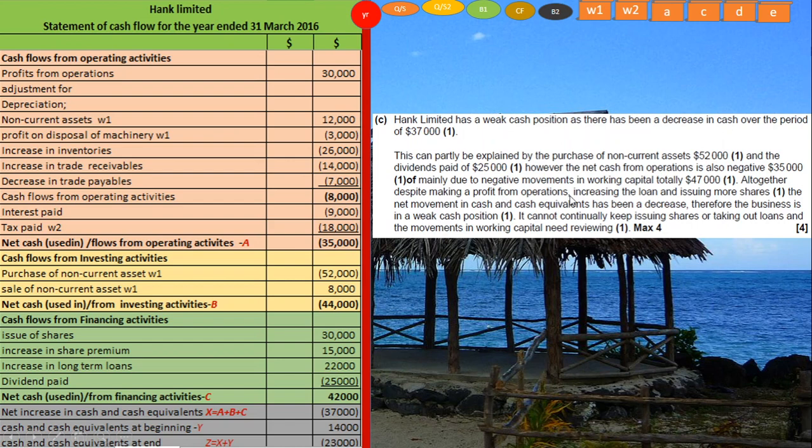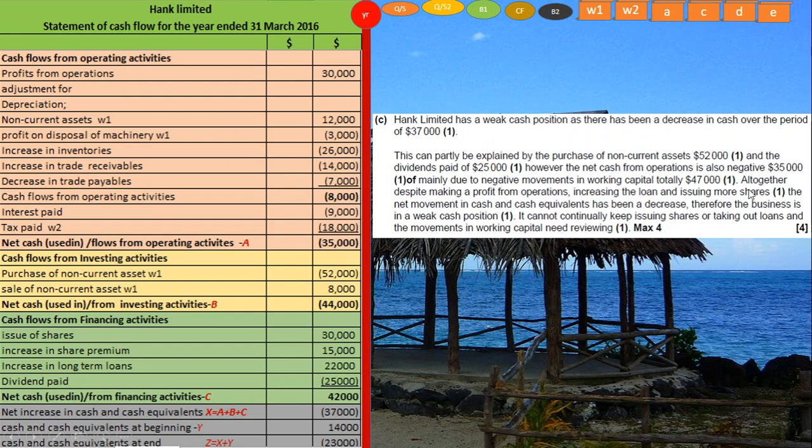Altogether, despite making a profit from operation, see, despite making a profit of 30,000, increasing the loan and issuing shares, the net movement in cash and cash equivalent has been a decrease. So although they are making a profit of 30,000, and you are issuing shares, which means you are collecting money, and you are also taking loans, which means collecting money, still there is a negative cash outflow. So it means the business has a weak cash position. What it's trying to say is, you have a profit and also you are taking loans and issuing shares, collecting more money, yet you have negative cash flow, which is not good.